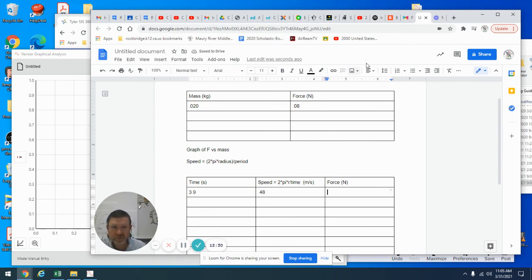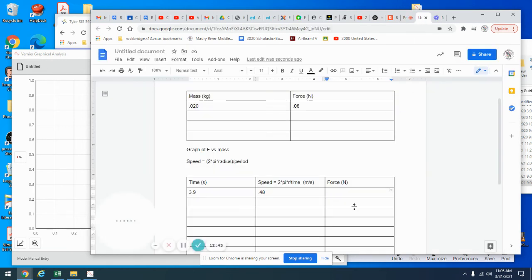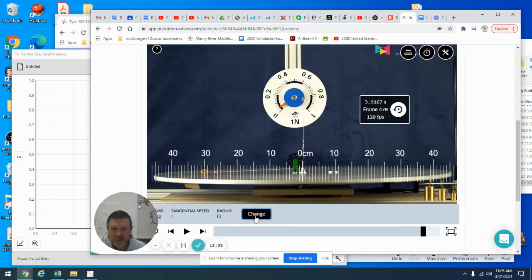And then I forgot to look at the force sensor to see what the reading was there. It looks like it's 2 of these notches. Remember, each one of these notches is 0.02. So this is 0.04 right here. Okay, 0.04. And then I'm going to go back to the video and I'm going to go to change.